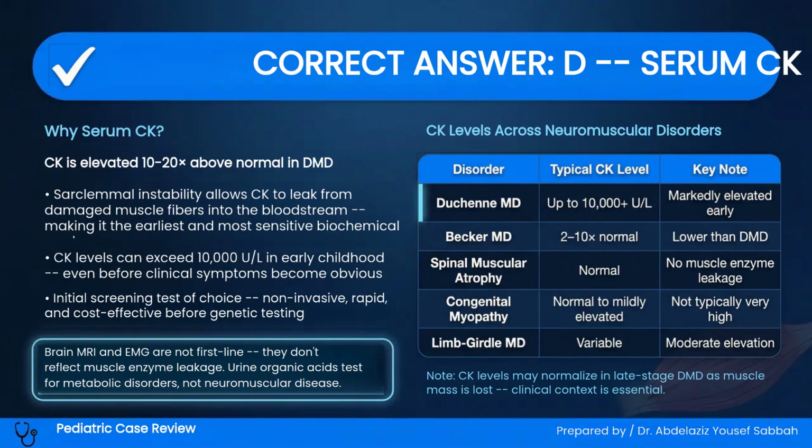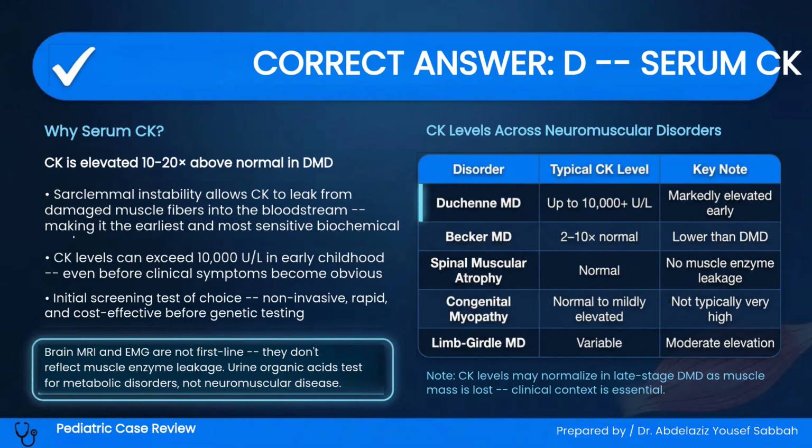Sarcolemmal instability allows creatine kinase to leak from damaged muscle fibers into the bloodstream, making it the earliest and most sensitive biochemical marker available. Creatine kinase levels can exceed 10,000 units per liter in early childhood, even before clinical symptoms become obvious. It is the initial screening test of choice because it is non-invasive, rapid, and cost-effective before genetic testing.